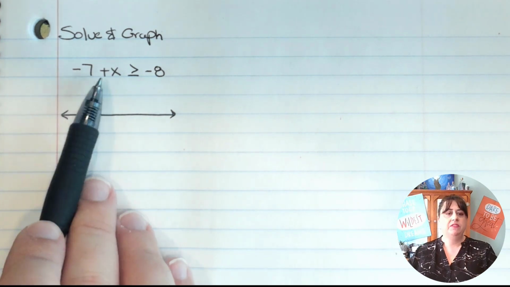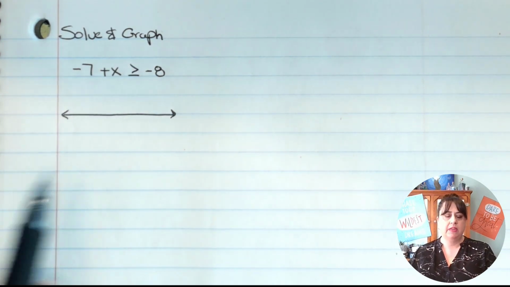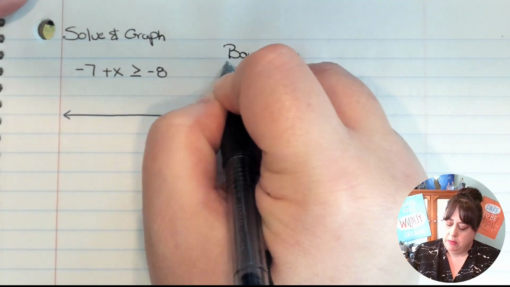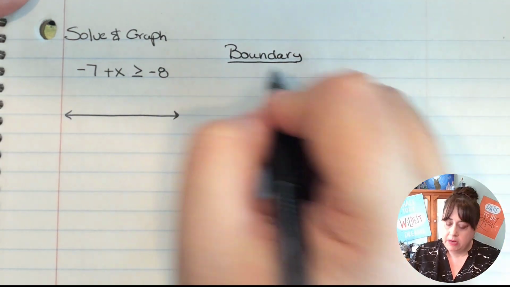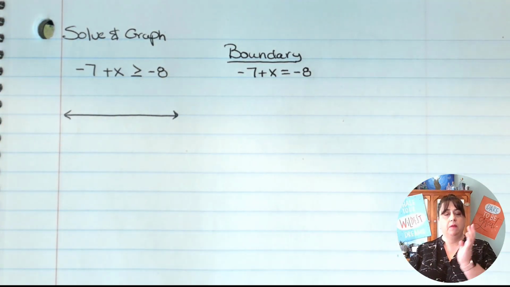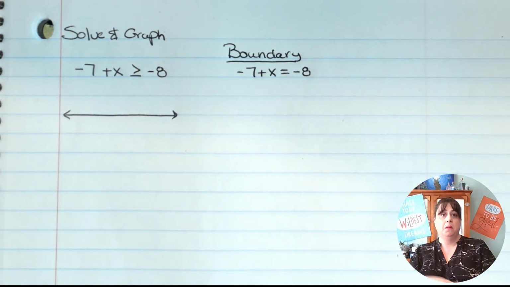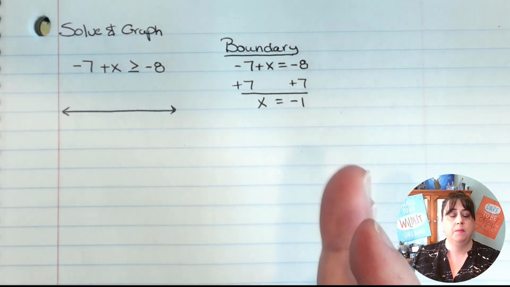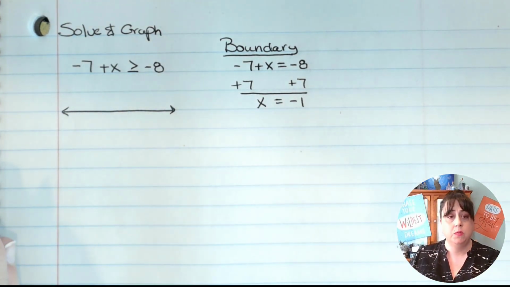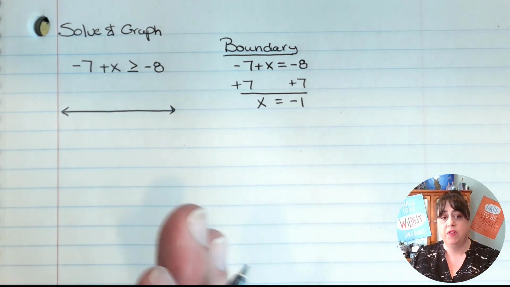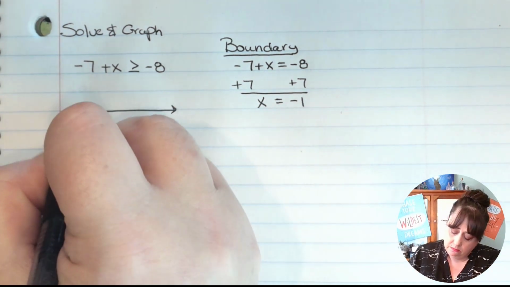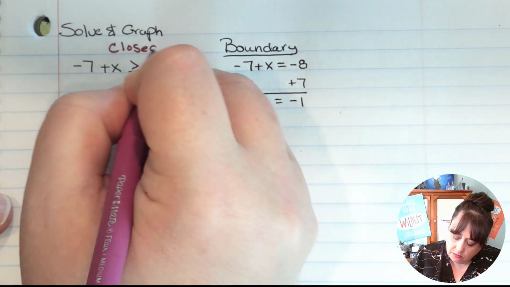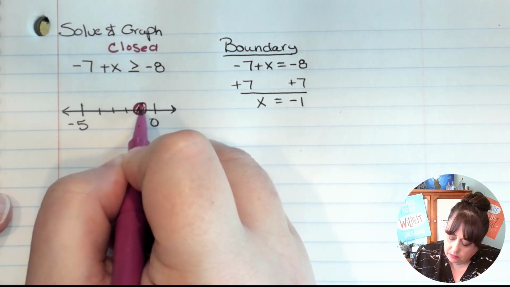So we're graphing negative 7 plus x is greater than or equal to negative 8. So the very first thing we need to do is to make a boundary. And we do that by changing it into the equation, because then we know that on one side it will be true and on the other side it will be false. So we now know that at negative 1 is the boundary between true, which are solutions, and false, which are no solutions. Because of this right here, we know that these are closed circles. So at negative 1, I'm going to close my circle.